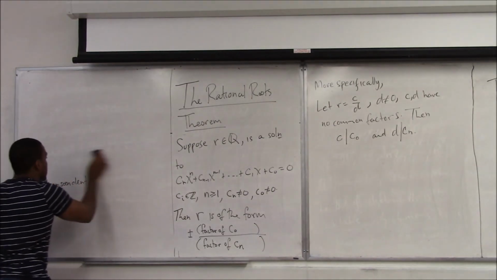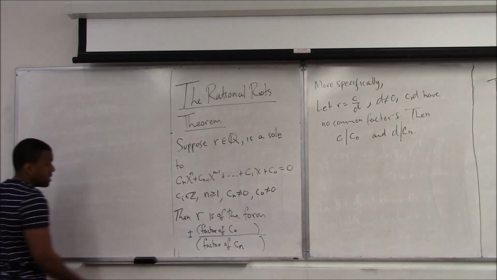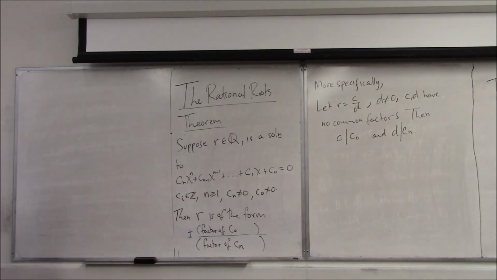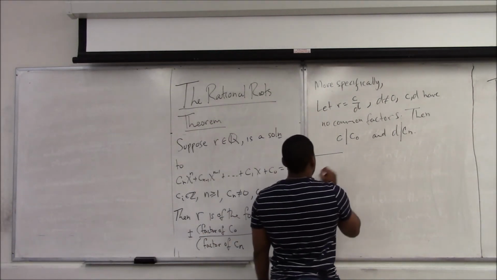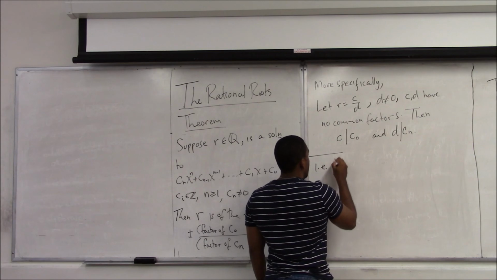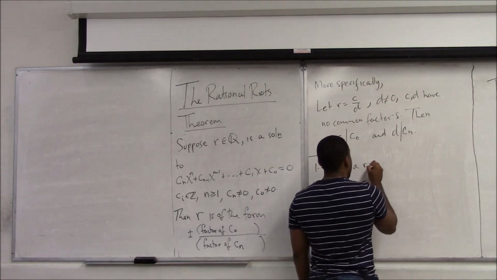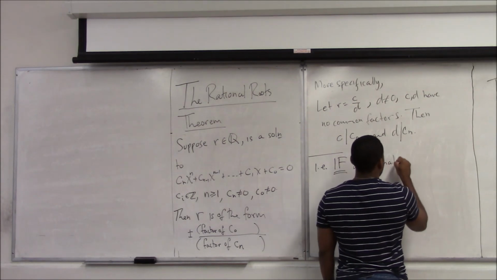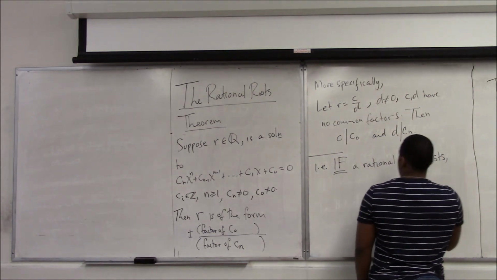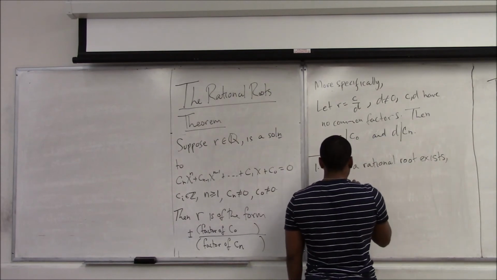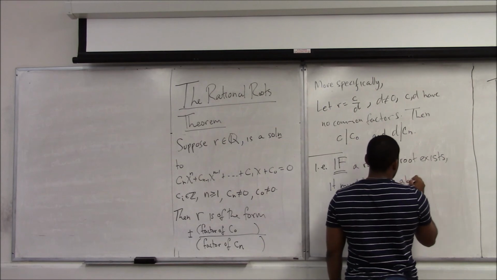It's important that you realize that this theorem doesn't tell you that there will always be a rational root, because that's not true. But if one exists, then it must have this form. That is, if, and that's a big if because it might not be the case, if a rational root exists, it must have the above form.